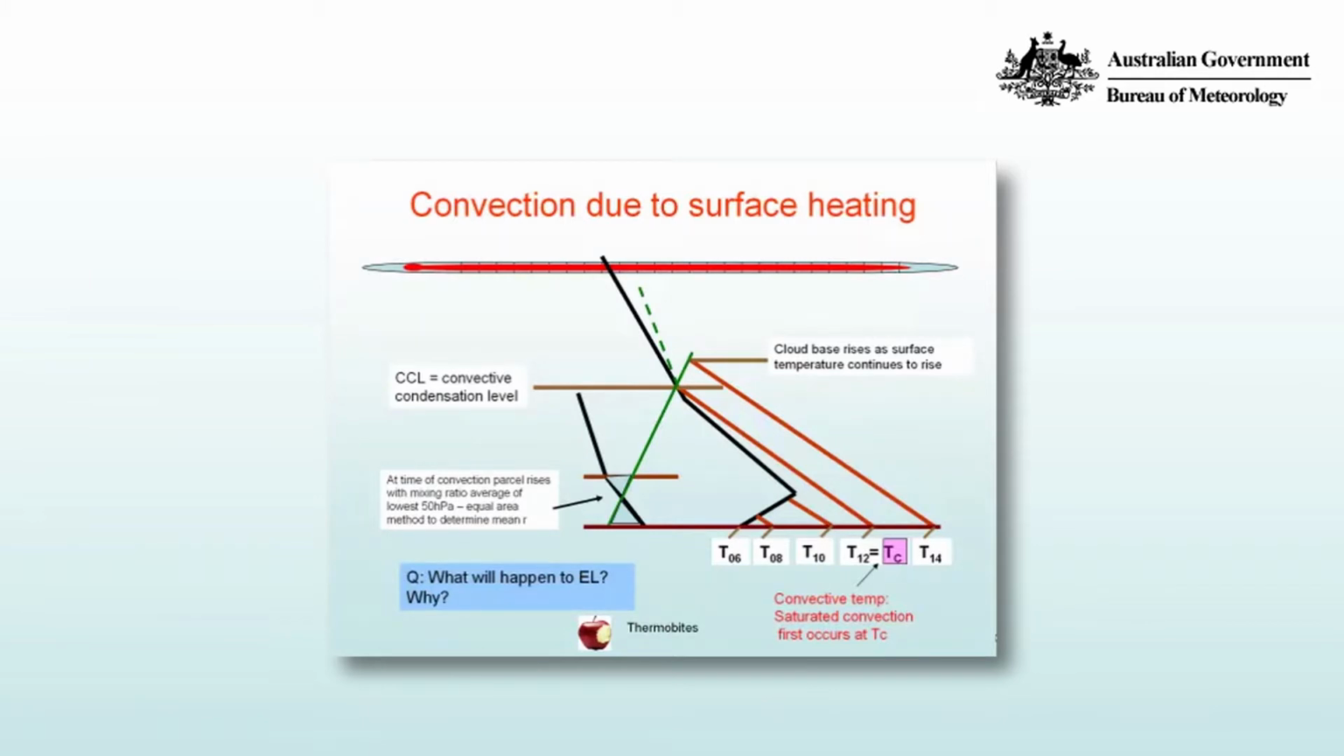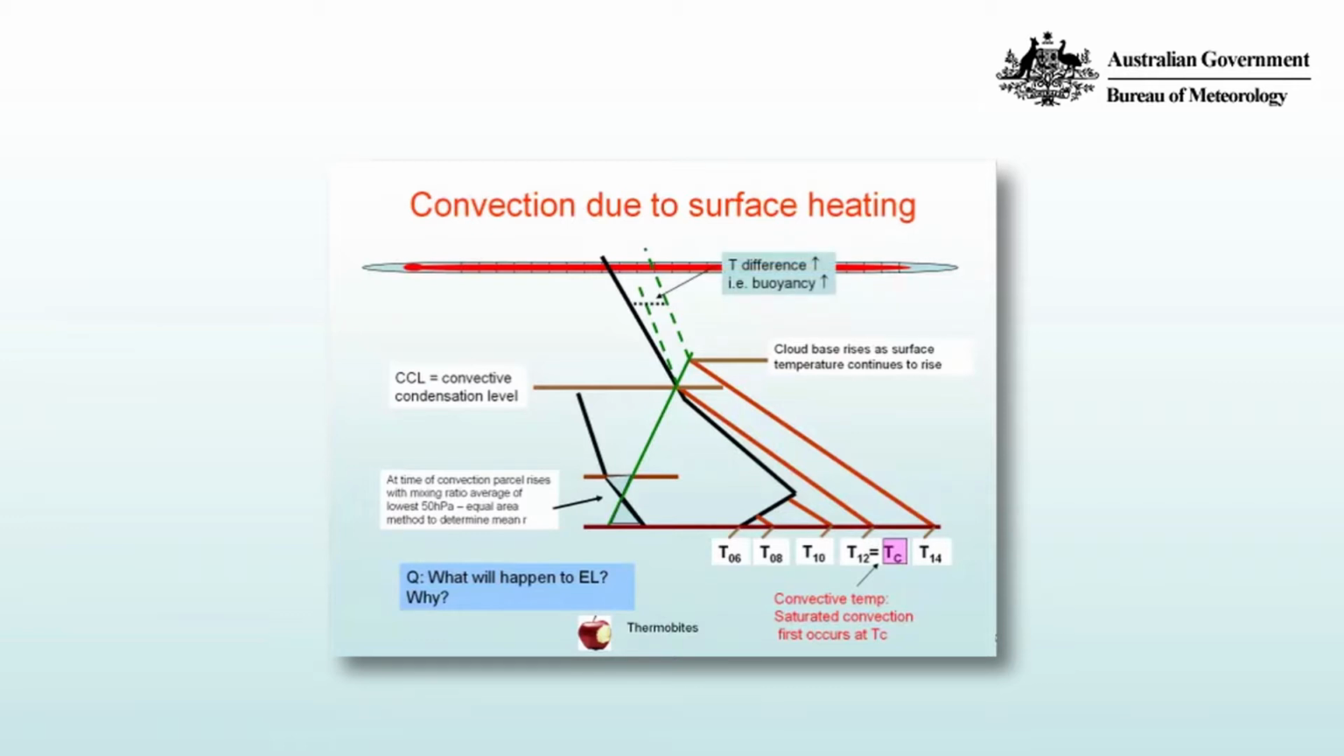So what happens to the equilibrium level with that increased warming? Well, we expect that the equilibrium level will also rise as the parcels of air move along a different saturated adiabat, which is to the right of the one that represents the convective temperature, and so they'll intersect the tropopause at a slightly higher elevation.